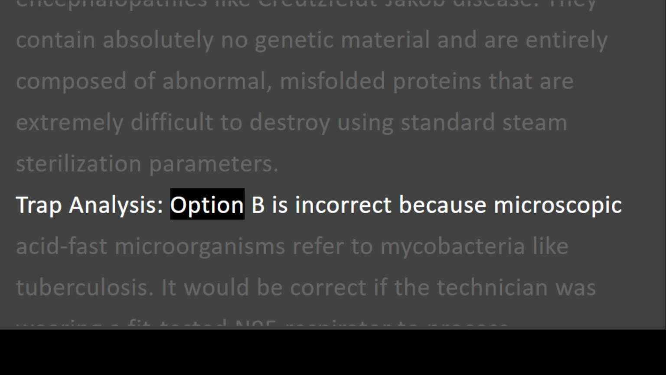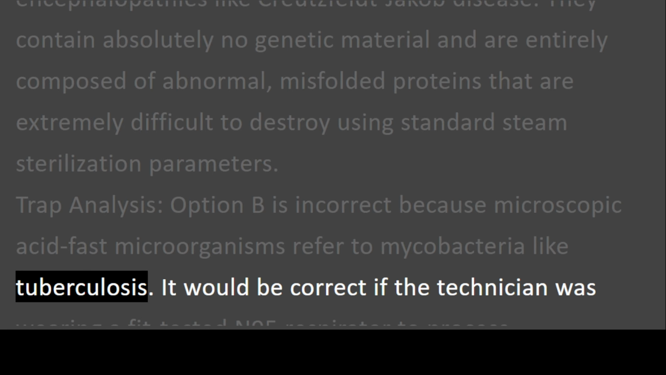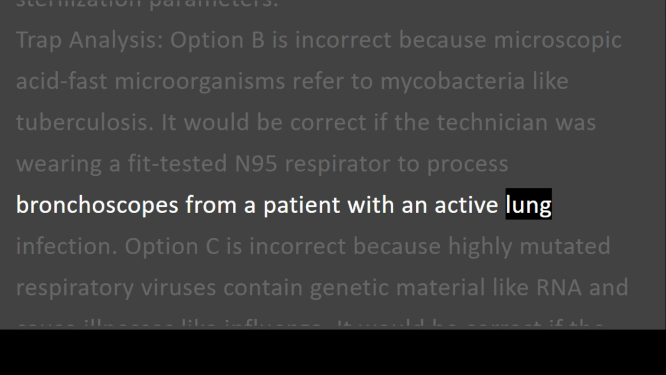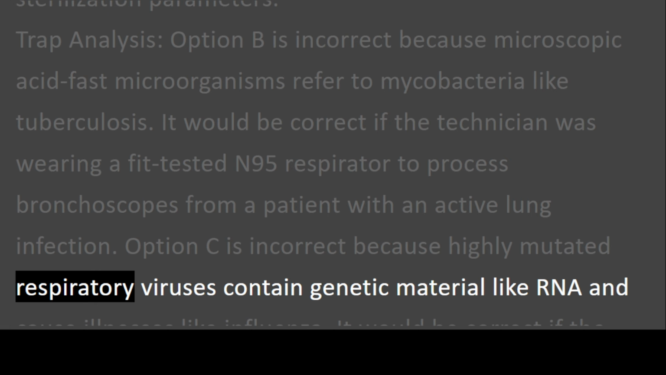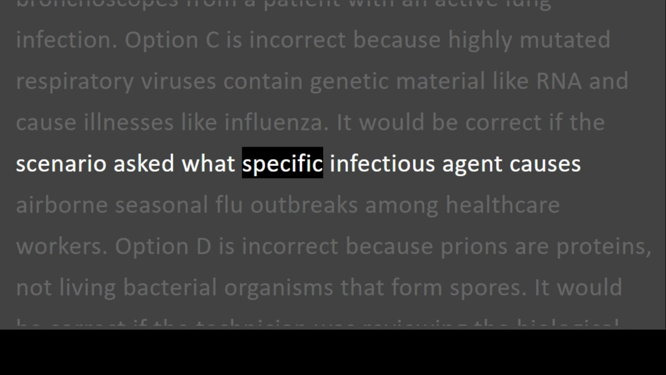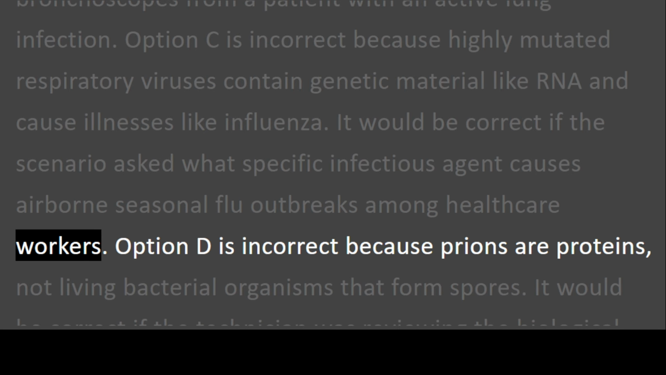Trap analysis. Option B is incorrect because microscopic acid-fast microorganisms refer to mycobacteria like tuberculosis. It would be correct if the technician was wearing a fit-tested N95 respirator to process bronchoscopes from a patient with an active lung infection. Option C is incorrect because highly mutated respiratory viruses contain genetic material like RNA and cause illnesses like influenza. It would be correct if the scenario asked what specific infectious agent causes airborne seasonal flu outbreaks among healthcare workers.